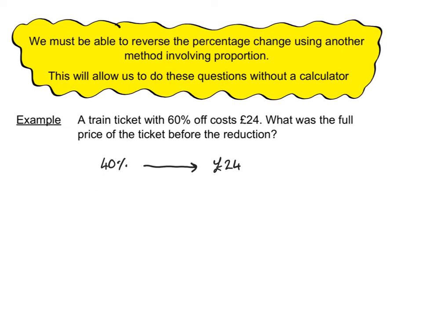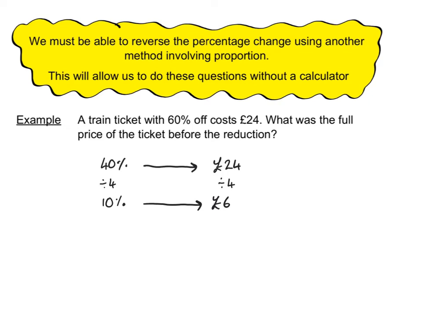So how would I do that? Well, I'm going to start off by saying, if I divide this side by 4, which means I need to divide the other side by 4 as well. Remember, if things are directly proportional, we need to do the same thing to both sides. So 40% divided by 4 is 10%, and over here, £24 divided by 4 is £6. That means 10% of the ticket is worth £6.